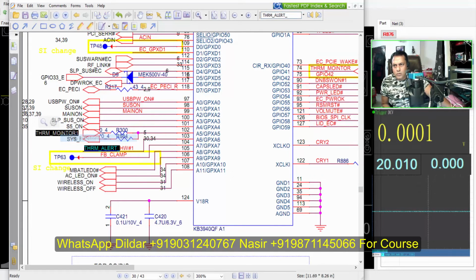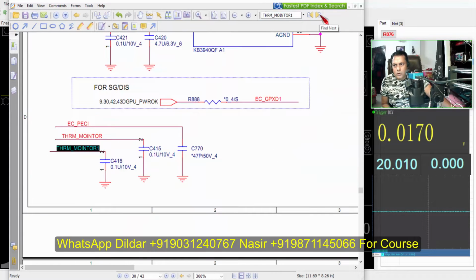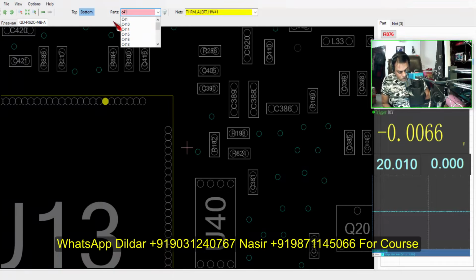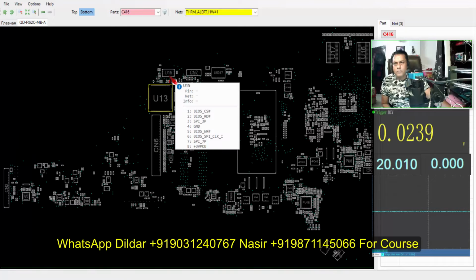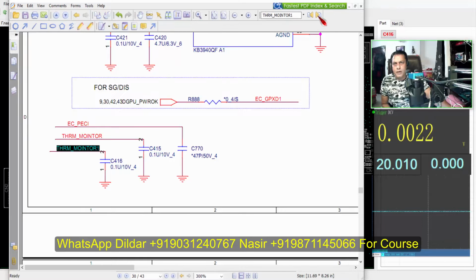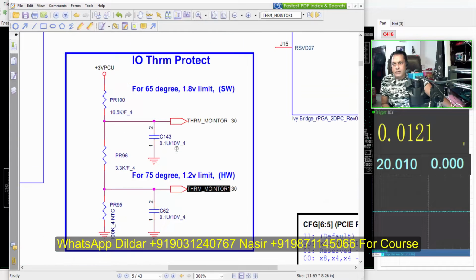Oh, C416, C416. It is here. Anywhere else? This area. IO thermal protection area.